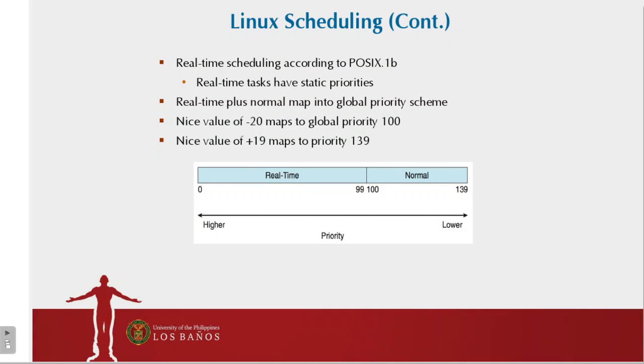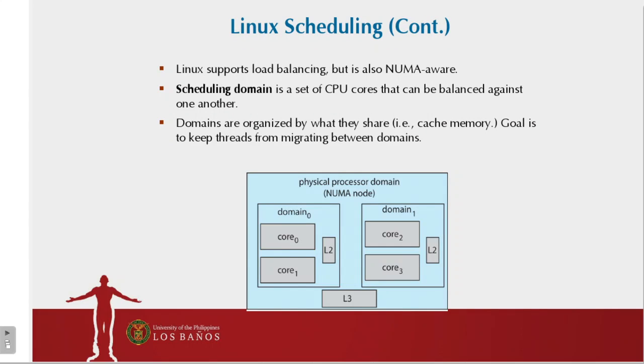Okay, so this is for real time, so we ignore this. It's also possible for Linux to be NUMA aware, so it can create scheduling domains. So the goal is to keep threads from migrating between domains, so that again, it will improve performance, because we have NUMA.